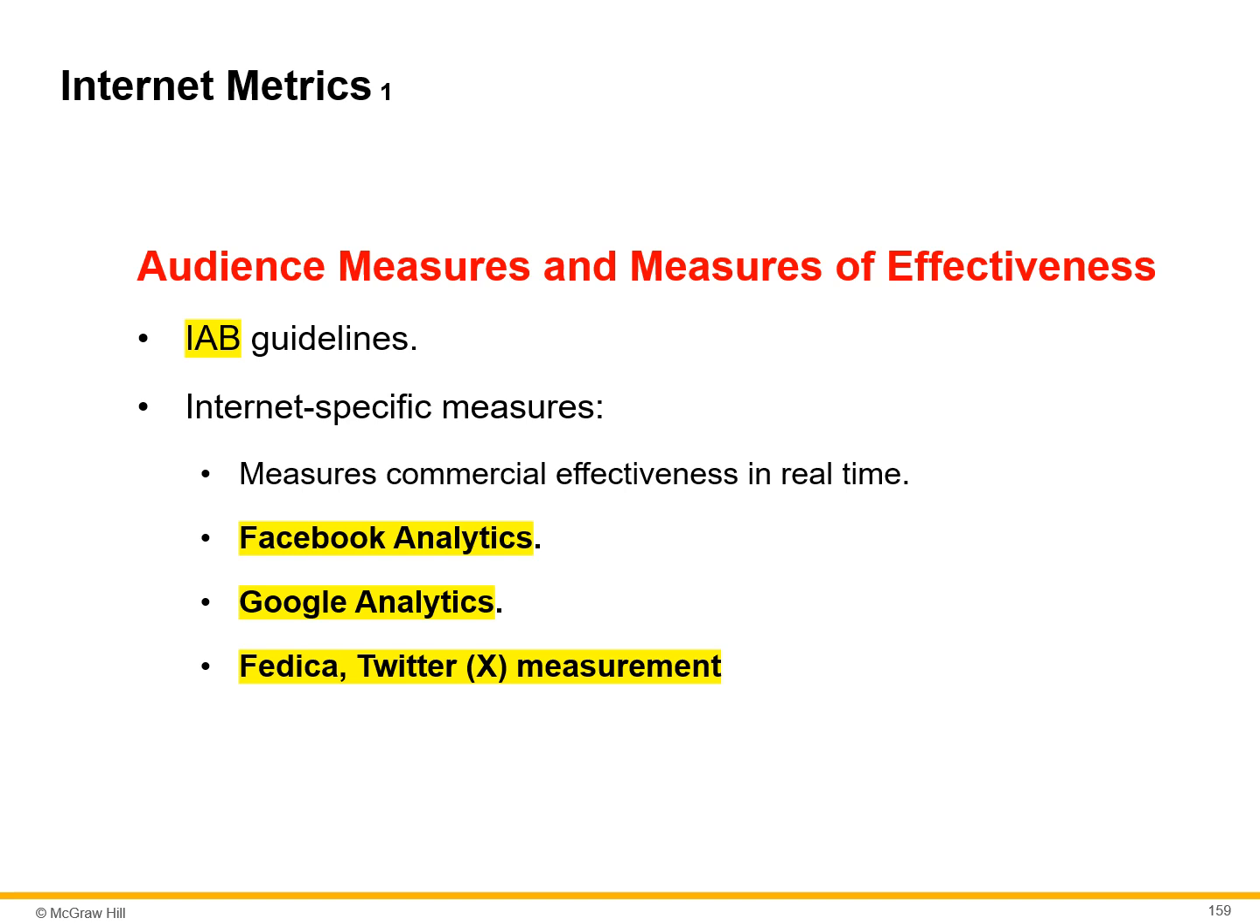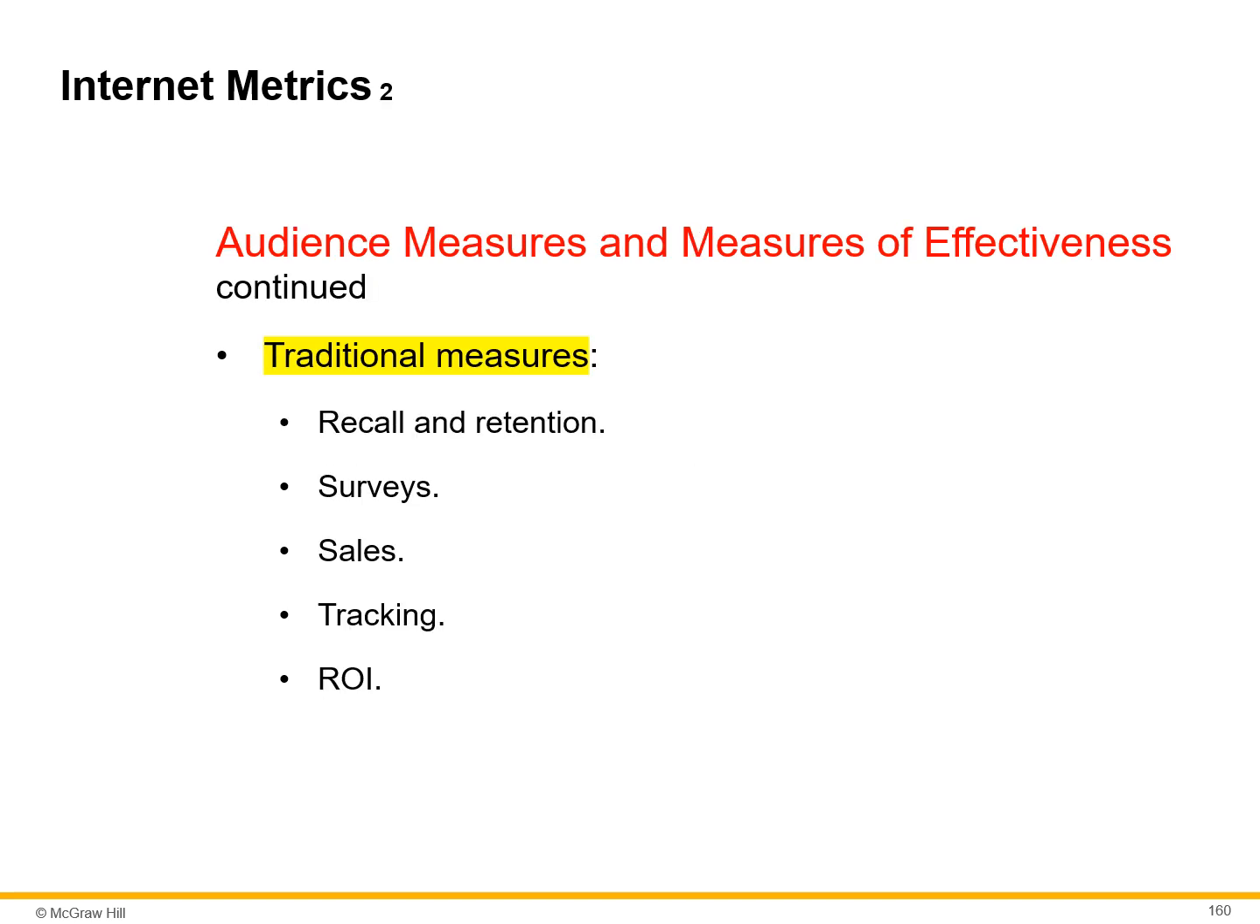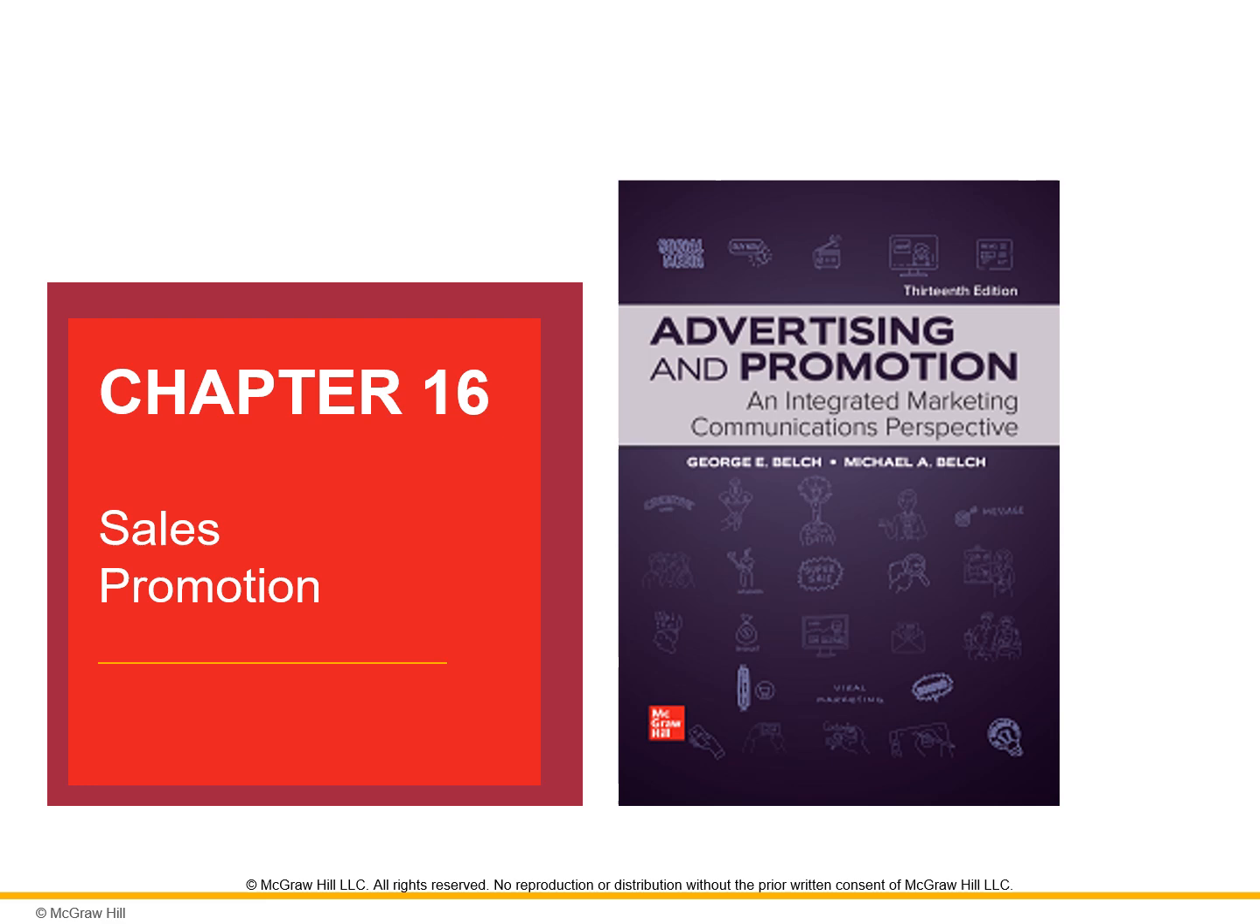Audience measures and measures of effectiveness on the internet. There are IAB guidelines, and Facebook and Google both offer analytics, giving you their analysis of your performance. All these traditional measures are recall, retention, surveys, sales tracking, and ROI.